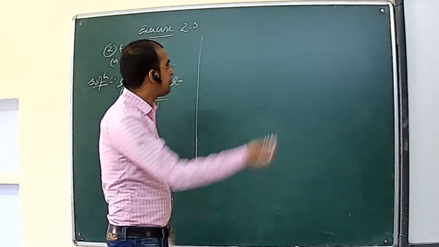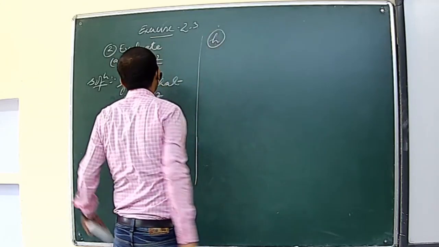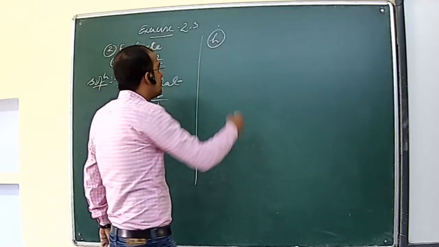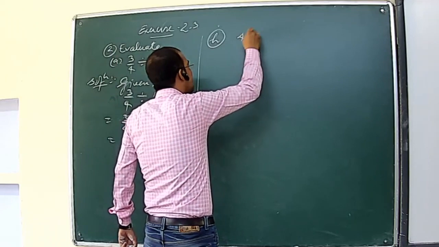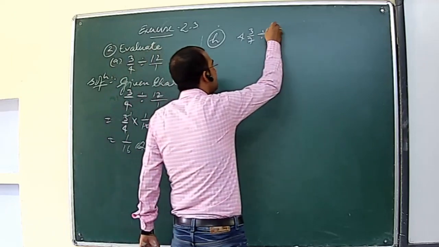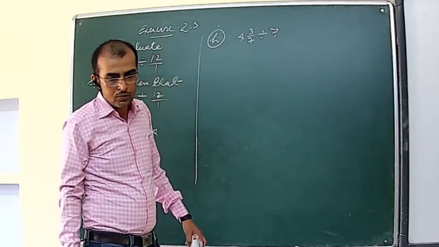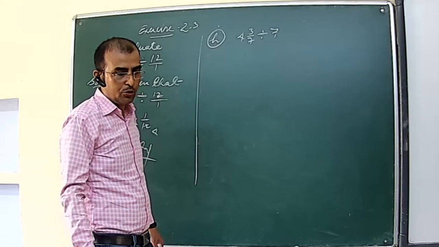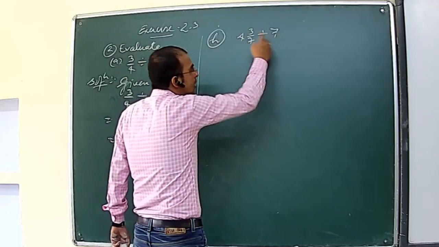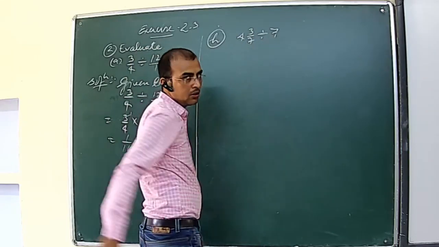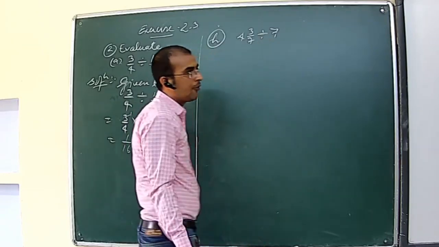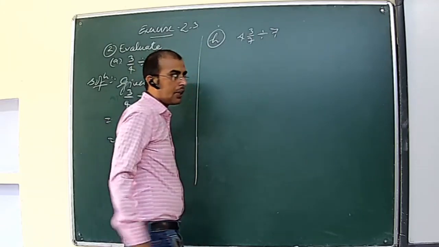It is given, second H: 4 whole 3 by 7 divided by 7. Is it clear? So what to do in this question? This is a mixed fraction divided by a whole number. This is a whole number, and a whole number we can write as any number divided by 1. So we can write it in the form of a fraction, 7 by 1. Is it clear?